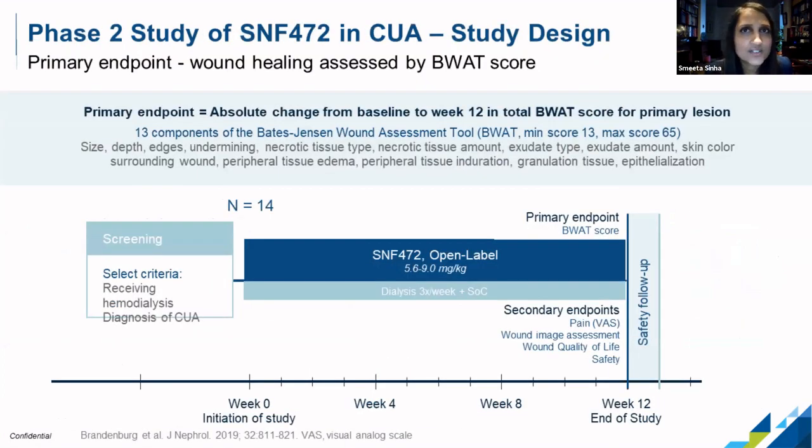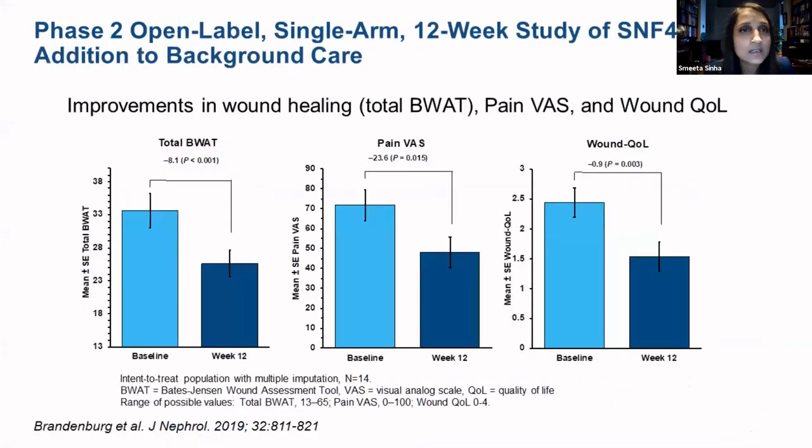So we did a phase 2 study. This is a few years ago. This was just a proof of concept. 14 patients were treated with SNF472. So these are patients with calciphylaxis, open label study, really just to see what it did.